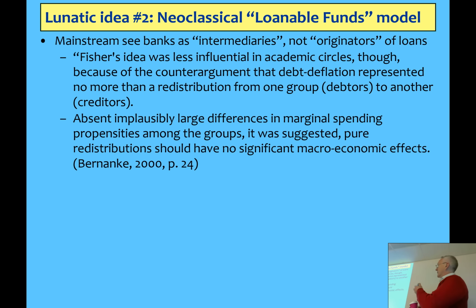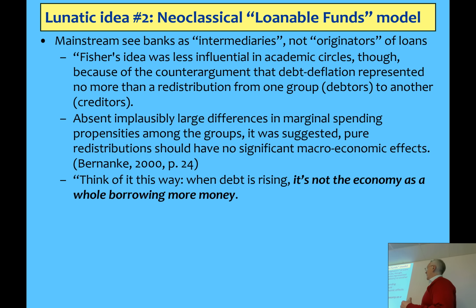Okay. Now he says this argument, and I'm going to come down and actually show why this is correct and wrong simultaneously. If you work with loanable funds, it's correct. He says absolutely implausibly large differences in marginal spending propensities amongst groups would be needed; it was suggested pure redistribution should have no significant macroeconomic effects. That's the proposition he makes. So what he wanted to do is go and do a sort of New Keynesian interpretation of what Fisher was talking about. It became something where the quantity of credit was not an issue, but the price of credit, or signalling and stuff like that, in a very neoclassical way.